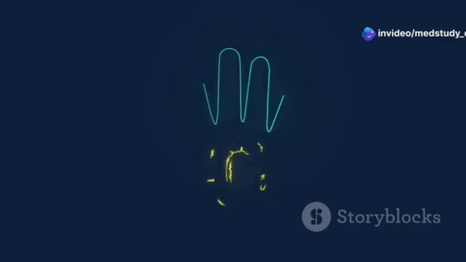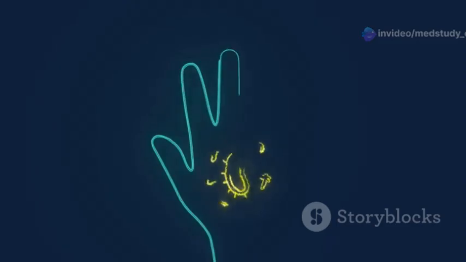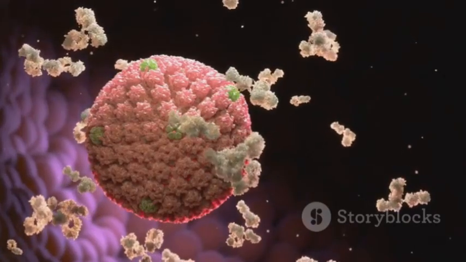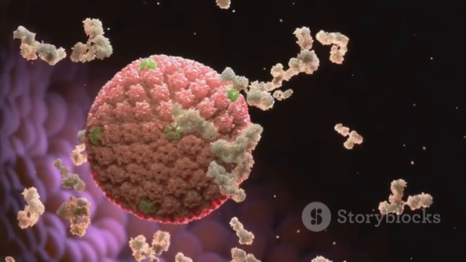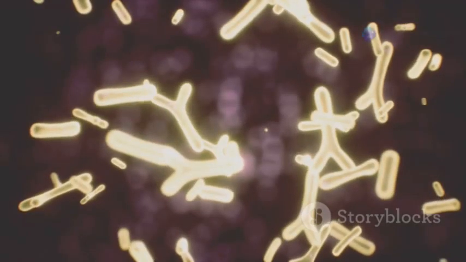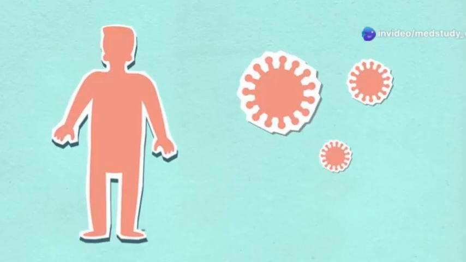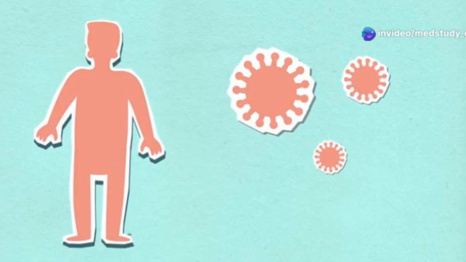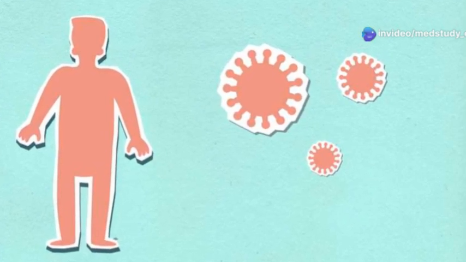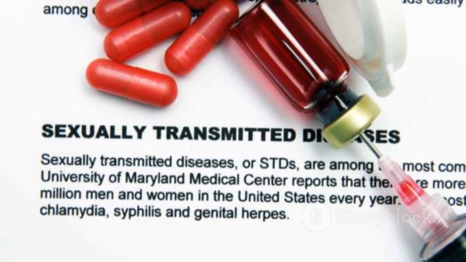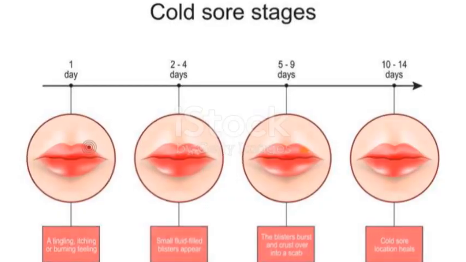Transmission occurs through direct contact with infected individuals. HSV can spread through saliva, genital secretions, or even skin-to-skin contact. A critical point to remember is asymptomatic shedding. People with HSV can transmit the virus even when they don't have visible symptoms. This makes prevention and education crucial in controlling the spread of HSV.